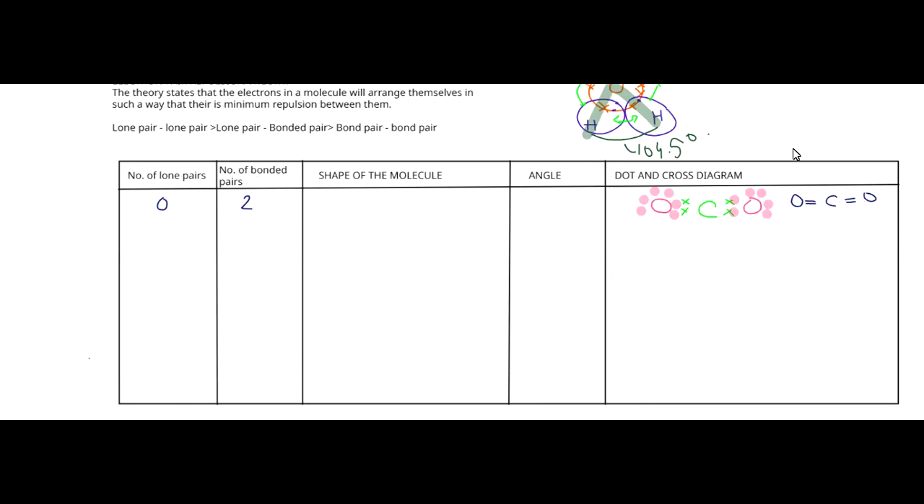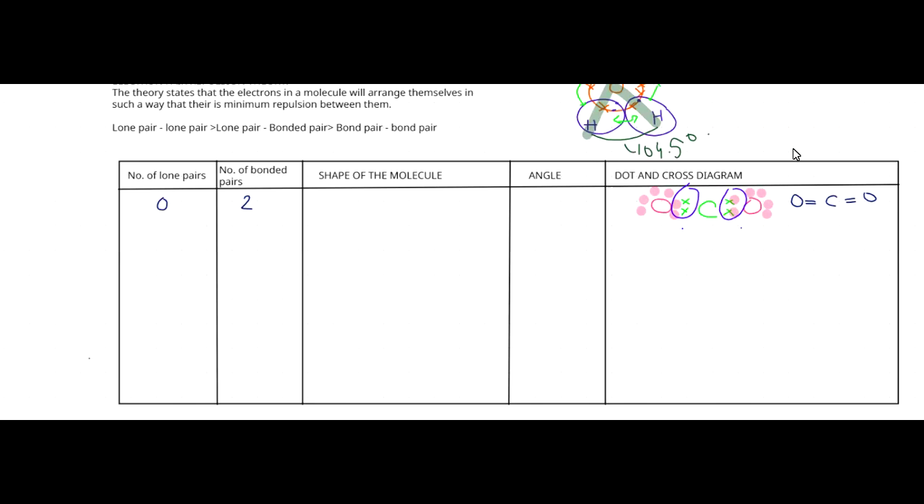But this is one bond, and this is the second bond. So this is one pair of electrons, and this is another pair of electrons. Okay, this is how we consider it to be a pair.